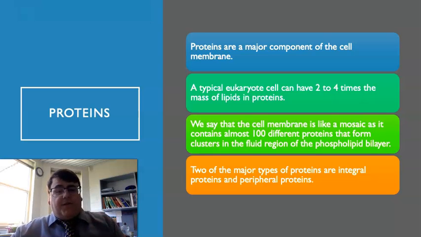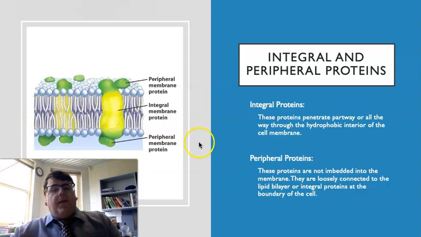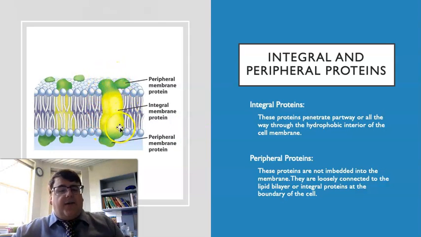A major component of the cell membrane, you'll probably have 2 to 4 times the mass of lipids in proteins. Like I said before, it's more like a mosaic because it's got so many proteins embedded in there, hundreds of different proteins that form clusters in the fluid region of the phospholipid bilayer. And the two that we're going to look at are integral and peripheral proteins. Integral proteins are the ones that are embedded entirely throughout the membrane.